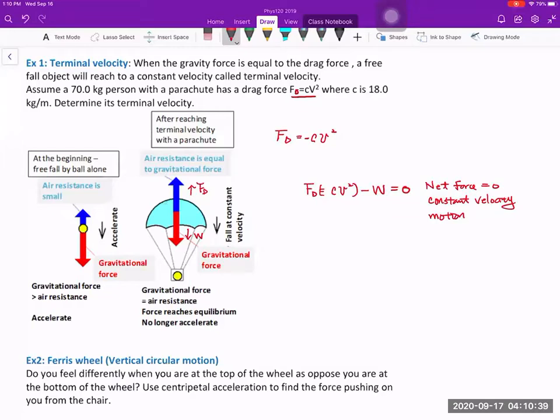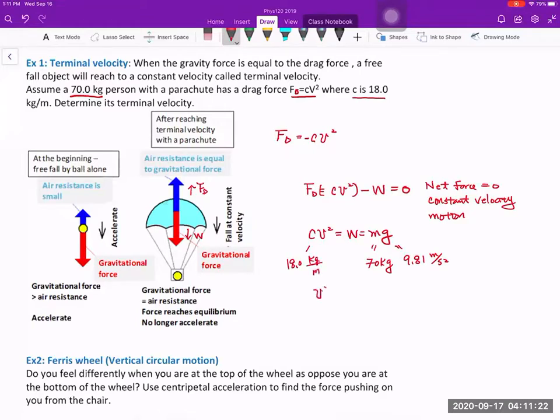You write this equation, and instantly you can say the CV squared is equal to W, and W is equal to M times G, and let's look at what information you have. We have 70 kilogram, which is the mass. What is the G? Well, 9.81 meter per second square. And what about the C? Well, C is given over here. This is the C value, 18.0 kg per meter. And then you can solve for the V.